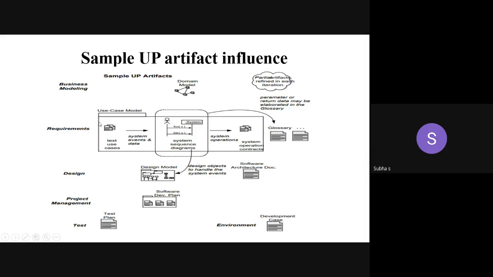Then in the requirements, you have what? Use case model. Now you see one difference in this rectangle. This is not a normal rectangle. This is a tabbed rectangle. Are you able to see? A normal rectangle denotes what? A class. Yes. This is a tabbed rectangle. A tabbed rectangle denotes a package. I told you about the package diagram. Yes, this can be a package diagram. This is an example of a package diagram.